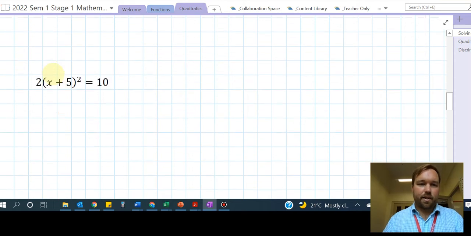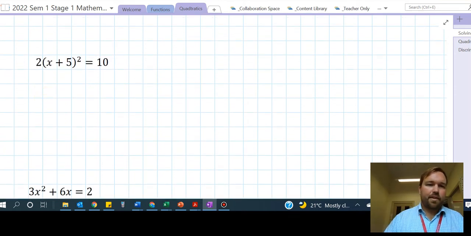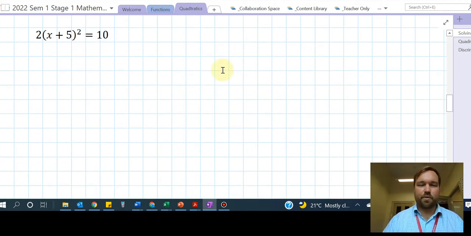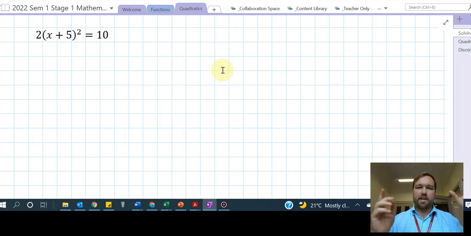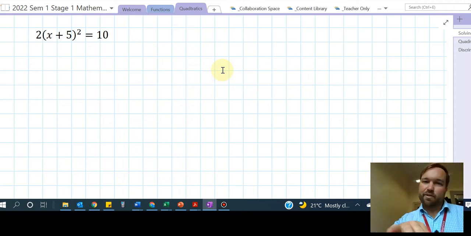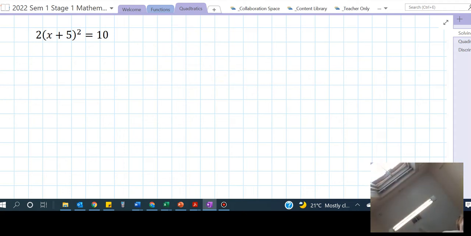All right, so let's start with this one. Now, this here is the type of quadratic that we can solve directly. Solve directly is when you can see an x and you just pull everything else away from it until you've got the x left over. So let's do that. I have to lay my screen flat, so you're going to see the ceiling. If I was going to pull this apart, I would divide both sides by 2. And I assume you're getting this down in your notes. What you have left then is x plus 5 squared equals 5.